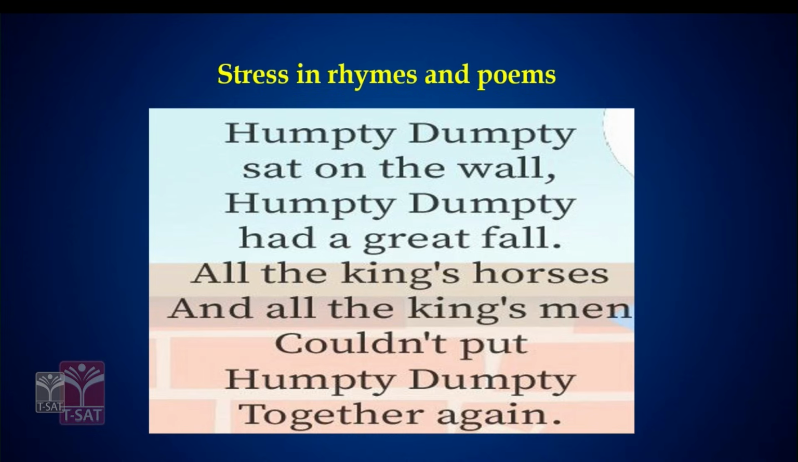If you add music to this, Humpty Dumpty sat on a wall. Humpty Dumpty had a great fall. All the king's horses and all the king's men couldn't put Humpty together again.